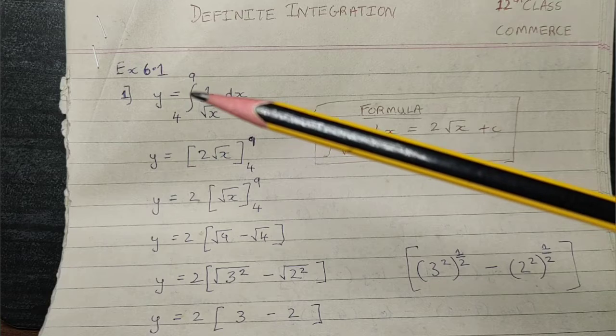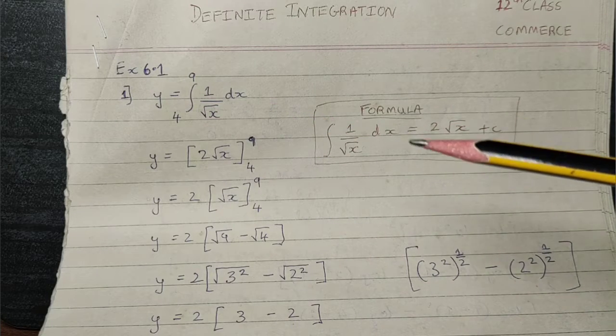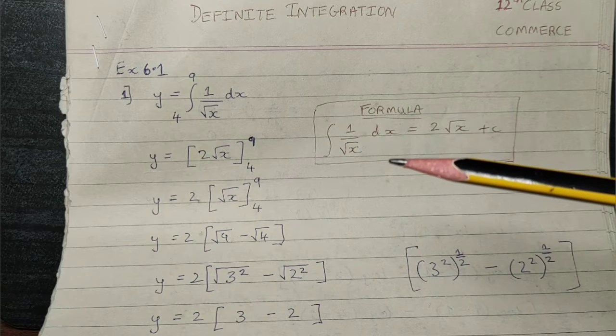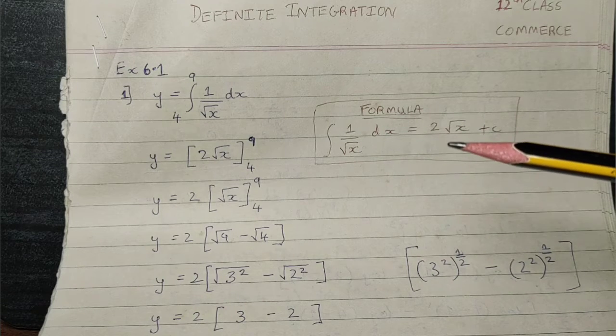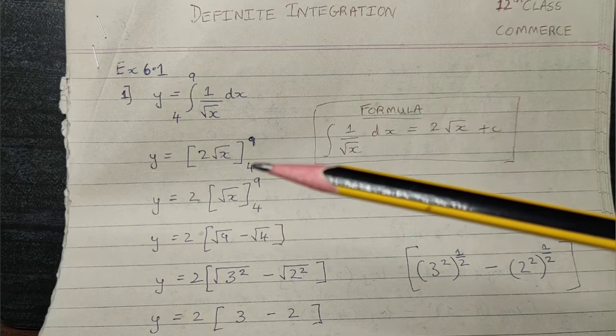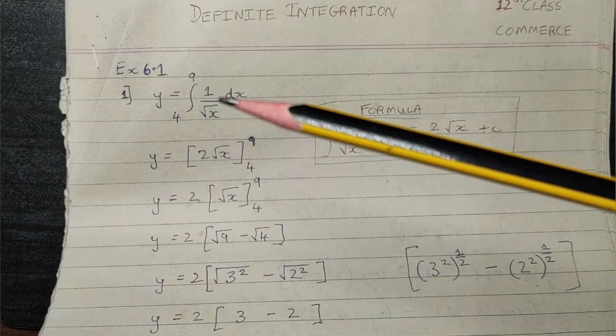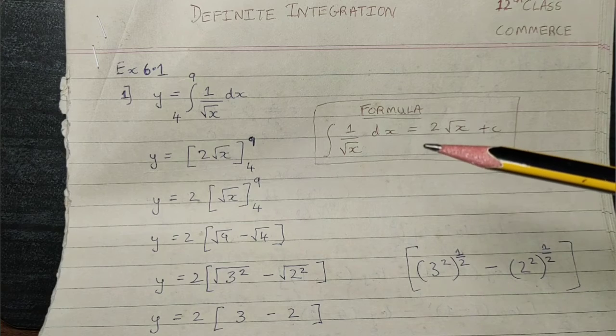This is the first question 6.1. Using this formula we can solve. This formula you are already aware of: the integration of 1 by root x dx gives 2 root x plus the constant c. So we have to apply this over here. Once we integrate 1 by root x, we will get 2 root x according to this formula.